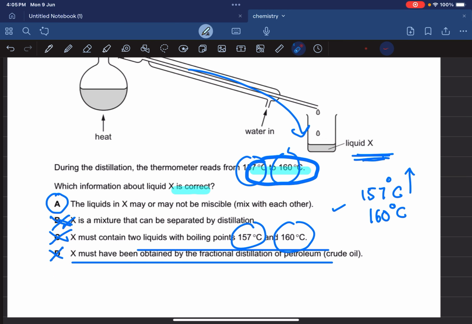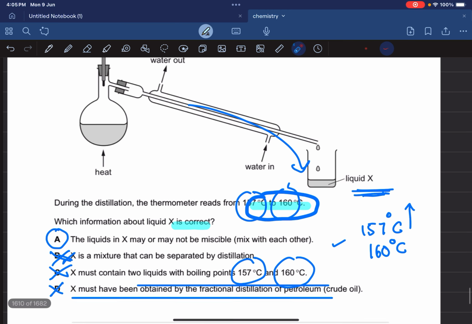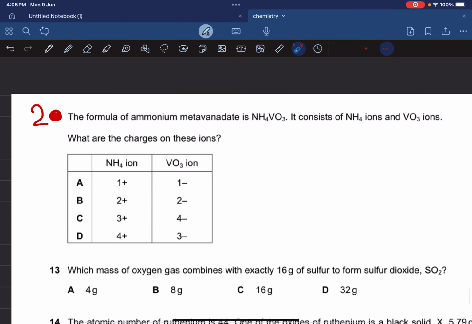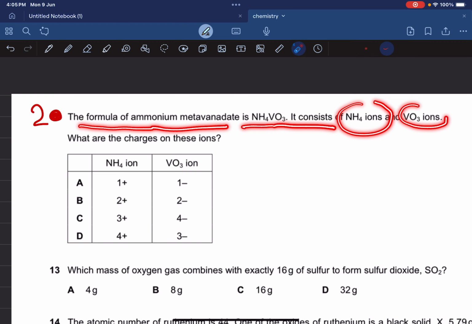So I know this was tricky, but since we're doing the 100 most difficult MCQs, you have to bear along, and I'd like it if you guys choose your answers before I tell the correct one. Next one. The formula of ammonium metavanadate, okay, is NH4VO3. It consists of an ammonium ion and VO3 ions.